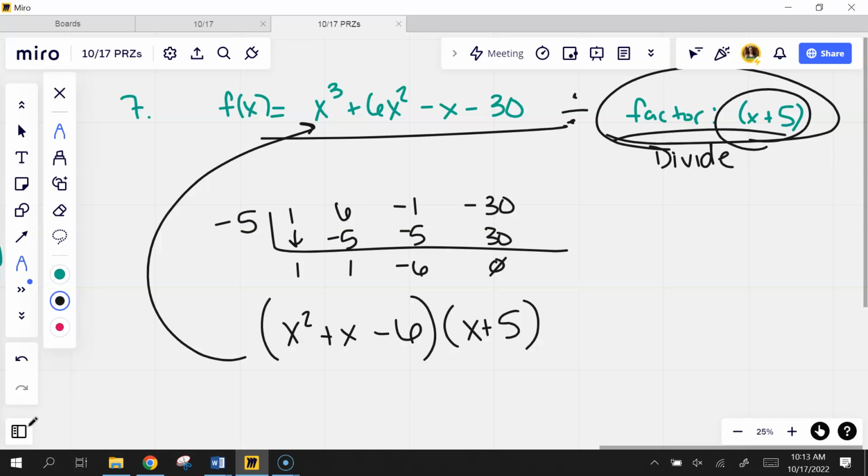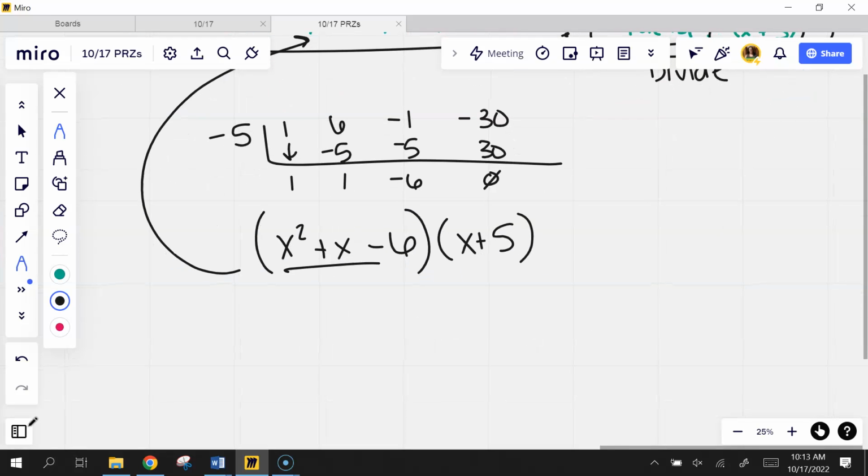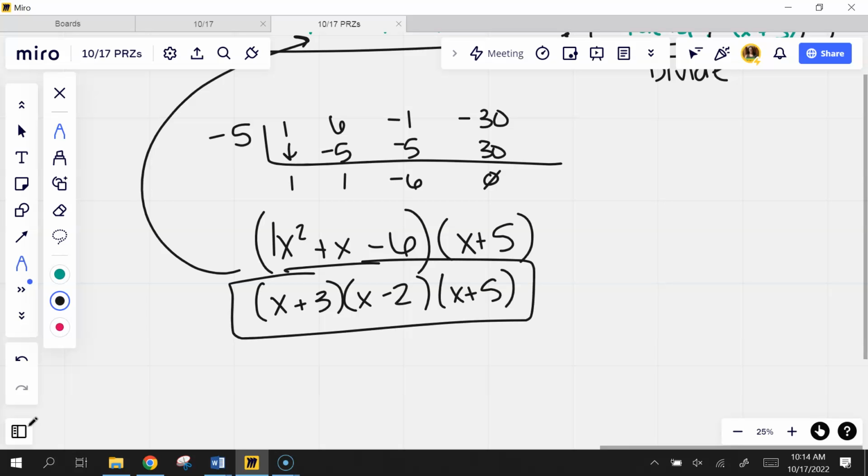Well, now can you factor completely? Sure, because this is a quadratic, and we spent a whole long time factoring quadratics. What multiplies to negative 6 but adds to 1? 3 and 2. This is a shortcut one because there's a 1 in front. So x plus 3, x minus 2, and the x plus 5 is still there. So whenever it says factored form, here is my fully factored form. I cannot factor any of those parentheses down any further. Is everyone okay?